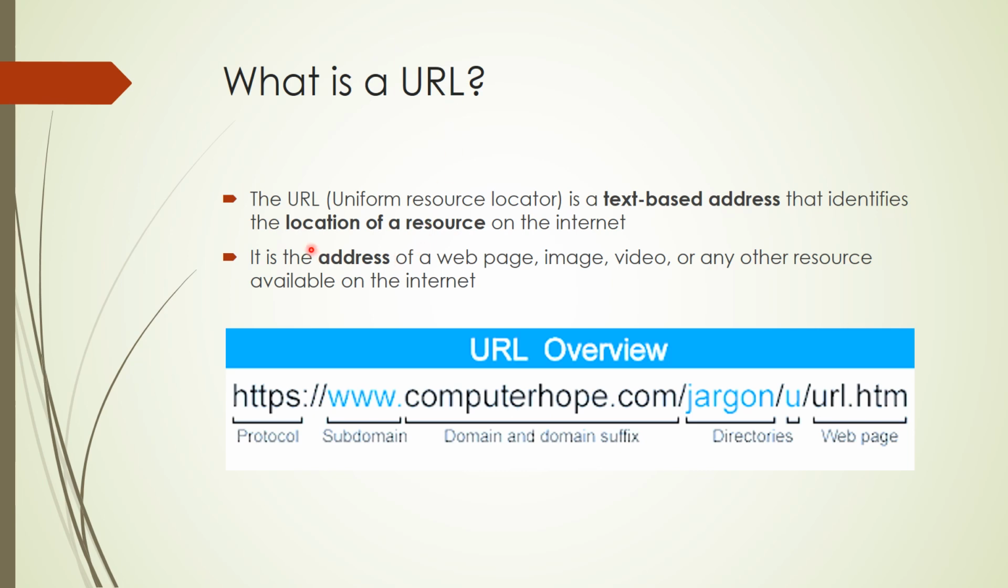URL stands for Uniform Resource Locator. It is basically a text-based address that identifies the location of a resource on the internet. URL basically tells us the location of a resource on the internet. It is the address of a web page, image, video, or any other resource available on the internet.